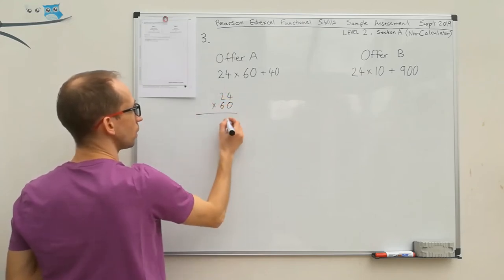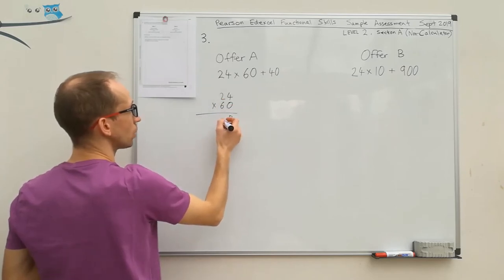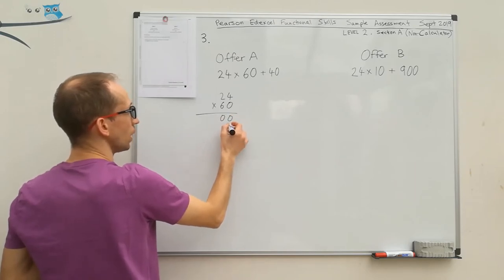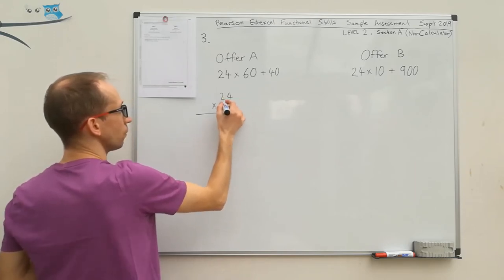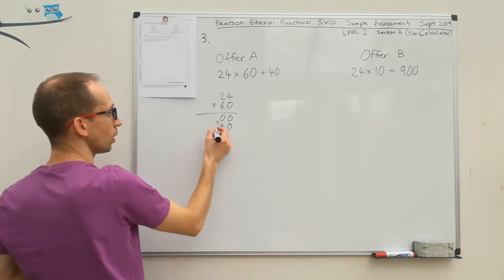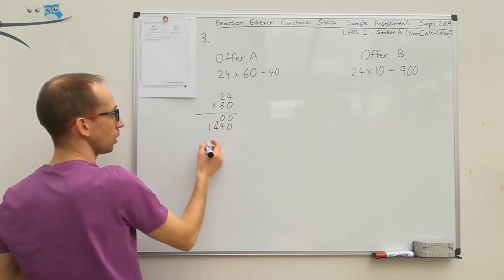24 times 60. 4 times 0 is 0. And 2 times 0 is 0. Fine. So now we're going to use our 6. 4 times 6 is 24. Over 2. 2 sixes are 12. And the other 2 is 14. Okay.